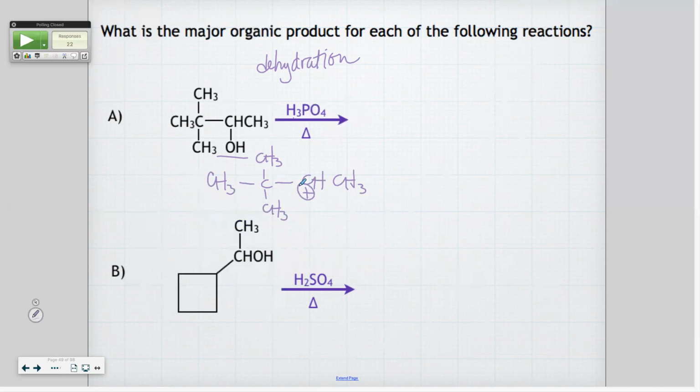Okay, we got there. What kind of carbocation is that one? Secondary. Can it become tertiary? Why wouldn't you just form a double bond between those two? You can, but that's not the major product. Why? Highly substituted.